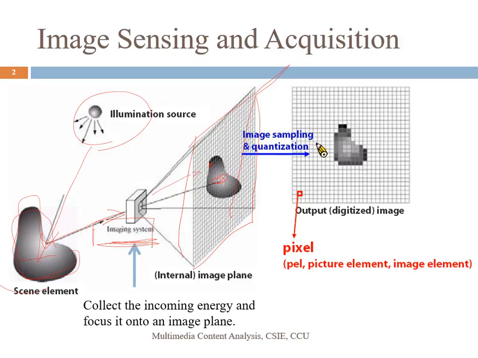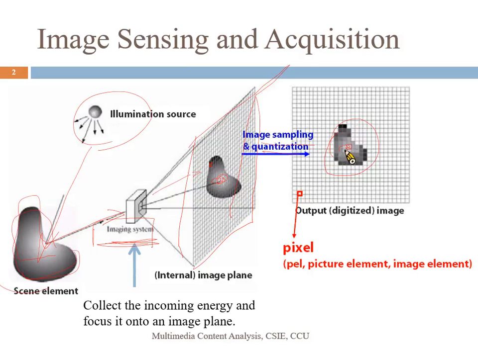When the sensor senses the incoming energy, before storing it in the computer, we have to conduct two digitization processes. The first one is sampling. The second one is quantization. We will talk about the details later. For each sensor, we may receive different degrees of intensity, so that we can store different intensity values.